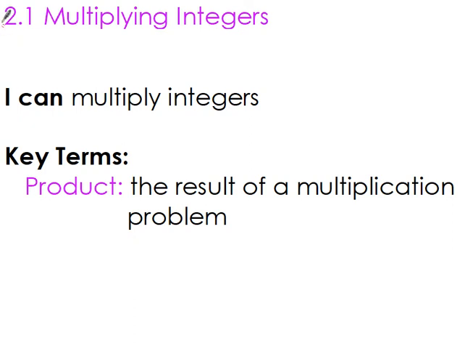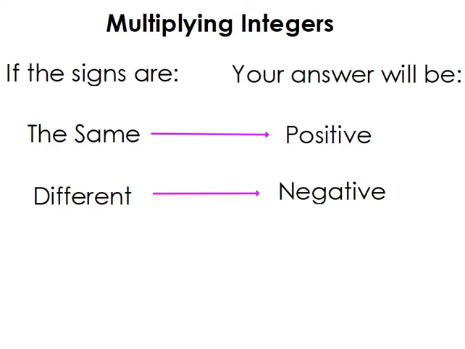So, for multiplying integers, the key term we have is product. The product is the result of a multiplication problem. So, whenever we're talking about the product of some numbers, we're talking about multiplying them. Whatever we get, that product is the result of that multiplication. So we're going to multiply integers today, which means we're going to multiply positive and negative numbers.